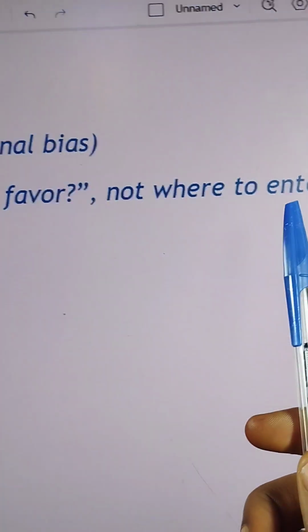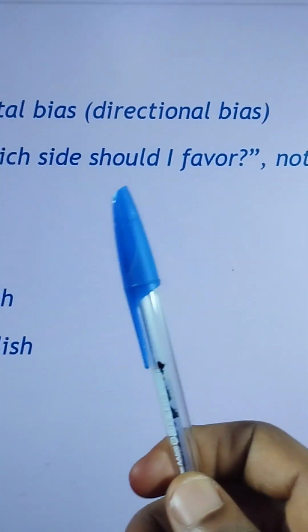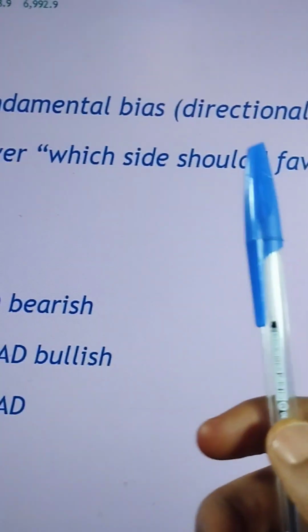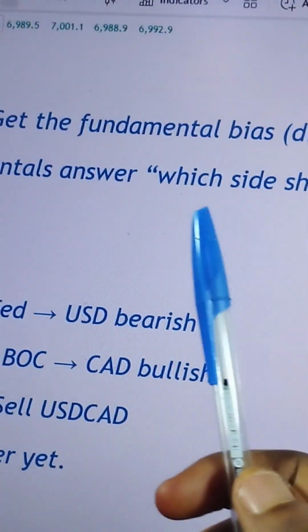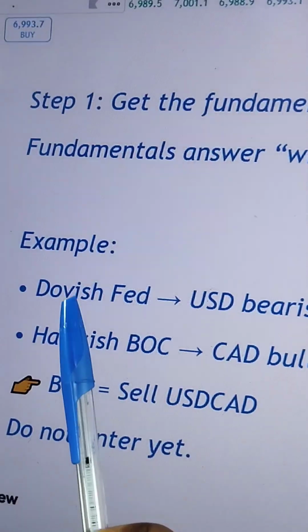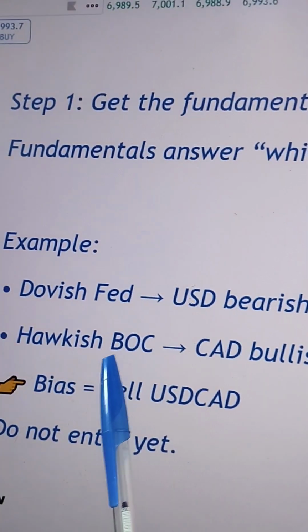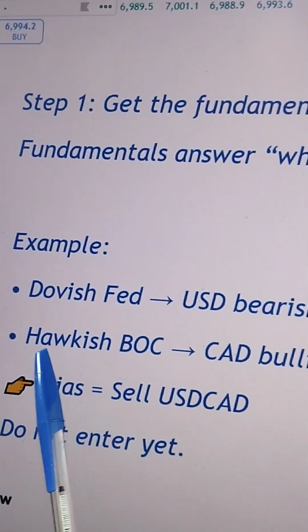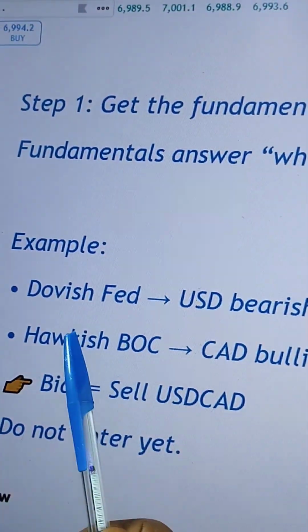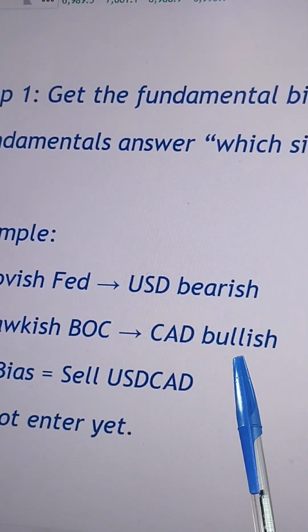Not where to enter. For example, you are noticing FOMC coming up and it's going to be affecting both the USD and the CAD. So you are paying attention to USD CAD, and you notice the Federal Reserve is speaking on this language. USD is dovish, which is telling us that USD is bearish. And we notice Bank of Canada speaking on this language. CAD is hawkish, which is telling us that CAD is bullish.